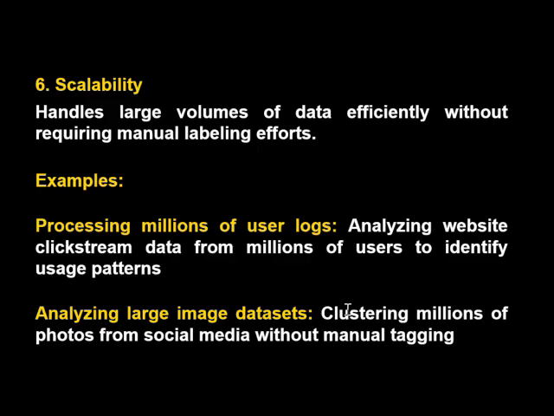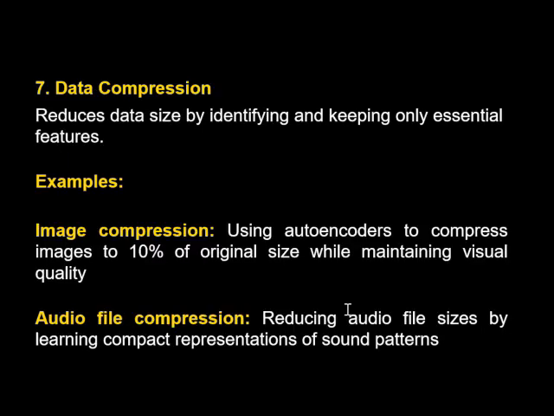It is suitable for big data environment. Example, website clickstream analysis using millions of user logs, clustering millions of social media images without tagging are the best suitable examples. Data compression reduces data size by identifying and keeping only essential features.